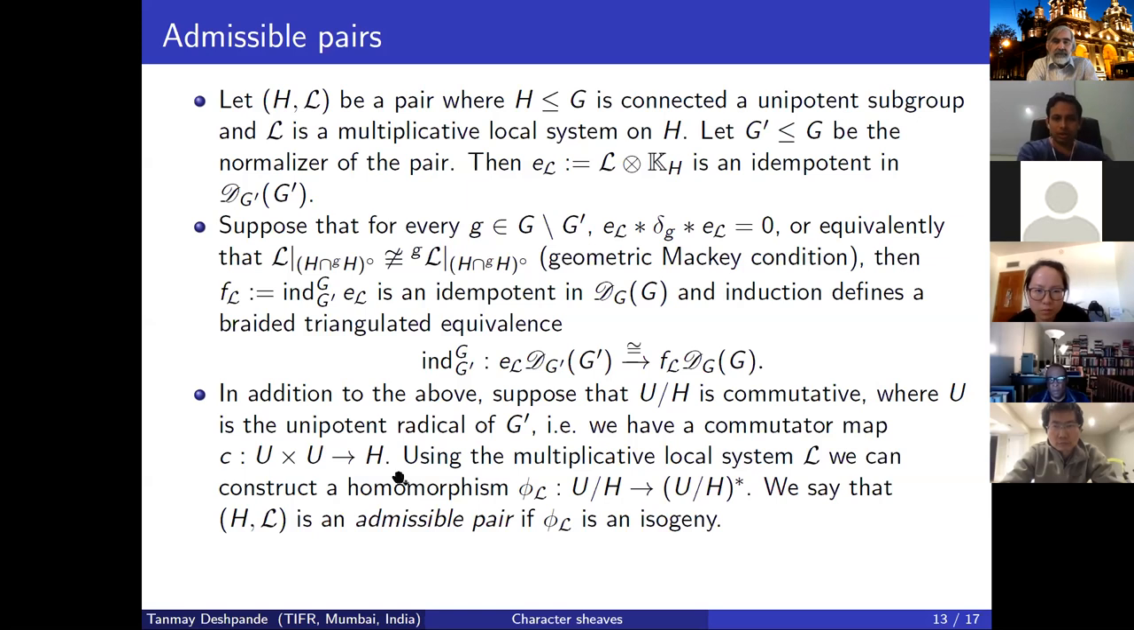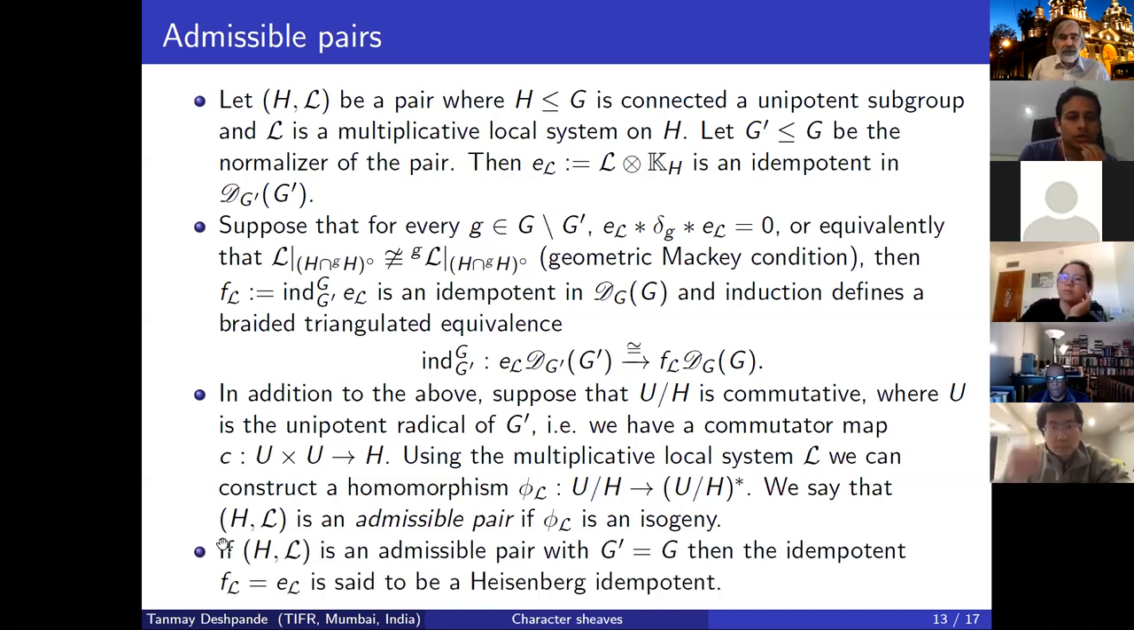And moreover, this pairing is symmetric. If you pretend that these are finite groups, then the pairing that you get is symmetric, and we have analogs of all this in this case. So we say that this pair H, L is an admissible pair if this homomorphism of commutative unipotent groups is an isogeny. So if we have an admissible pair such that G prime is equal to G.